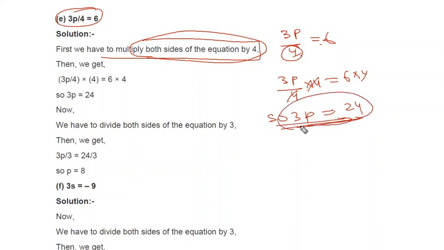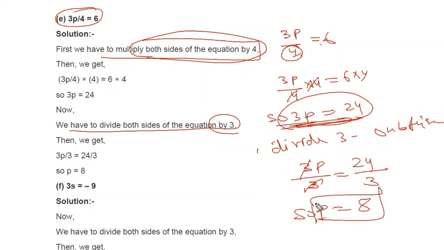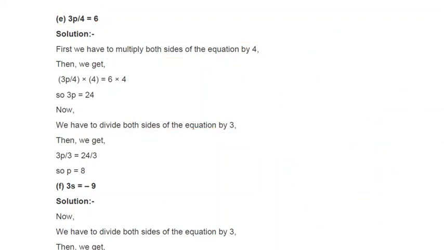What you have to do now? You have to divide 3 on both sides. So write it, divide 3 on both sides of the equation. Now 3p divided by 3 is equal to 24 divided by 3. 3 cancels. So p equal to 24 divided by 3, which is 8. So we got the value of p as 8. Okay, this is also solved.